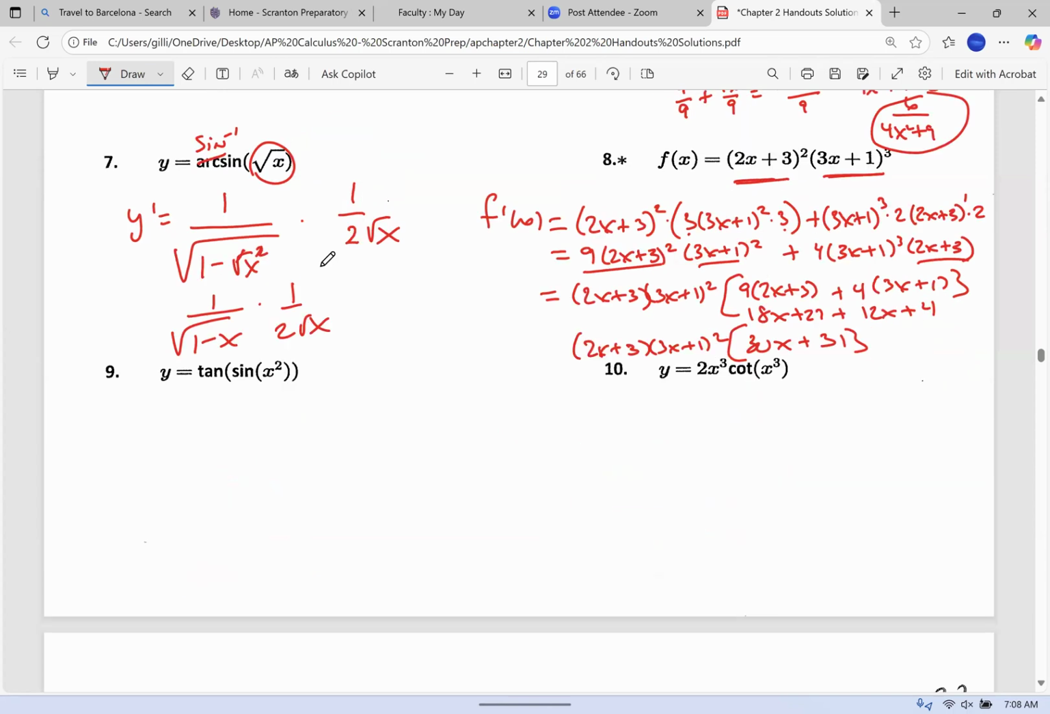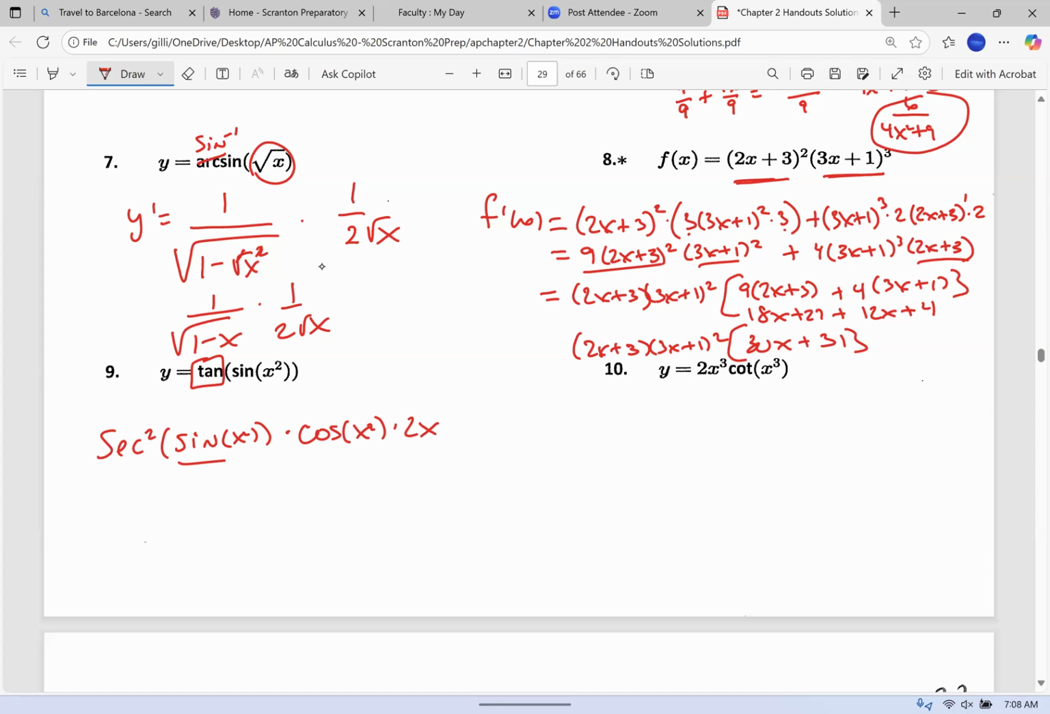And number 9 is a classic of a function within a function within a function. So the derivative of the outside is secant squared. Repeat the inside, and now times it by the derivative of the inside. But the derivative of sine is cosine. Repeat the inside and times it by the derivative of the inside.